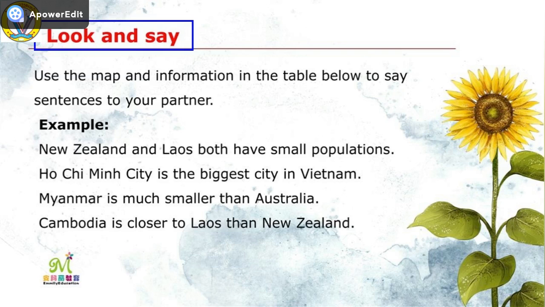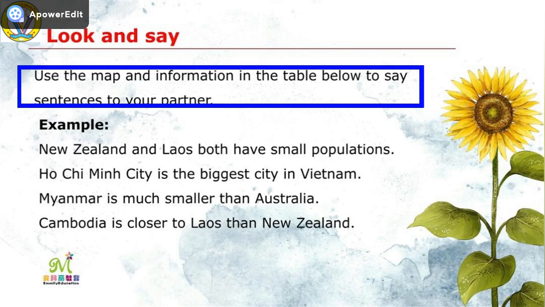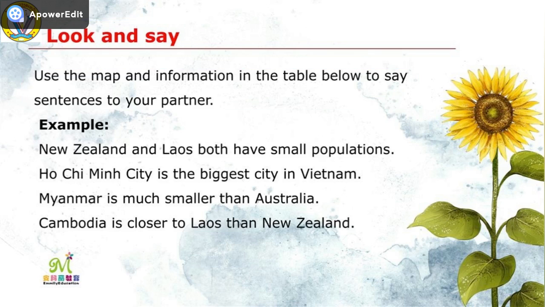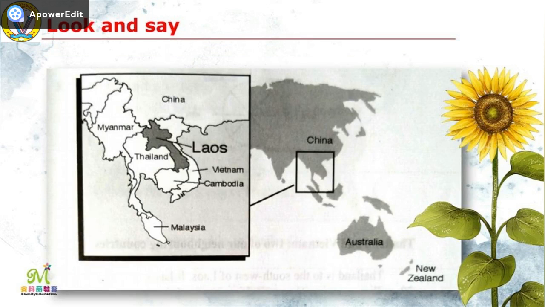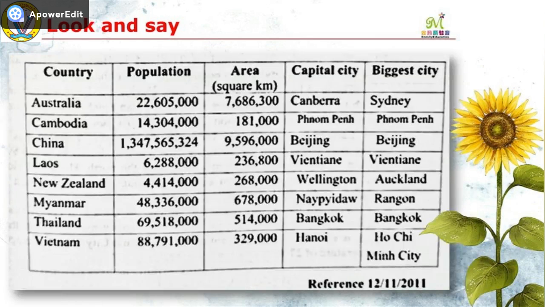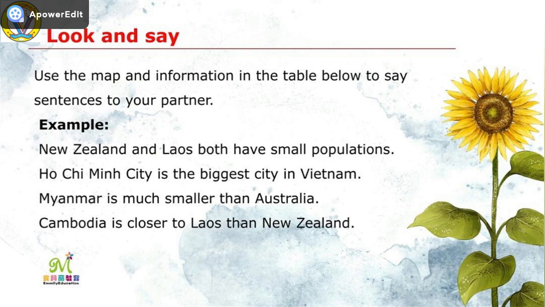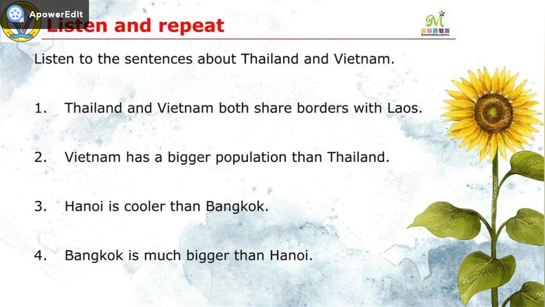Next, look and say. Use the map and information in the table below to say sentences to your partner. Example. Because we have explained this part of the topic in detail in the last class, so students can practice more at home. Next, listen and repeat.